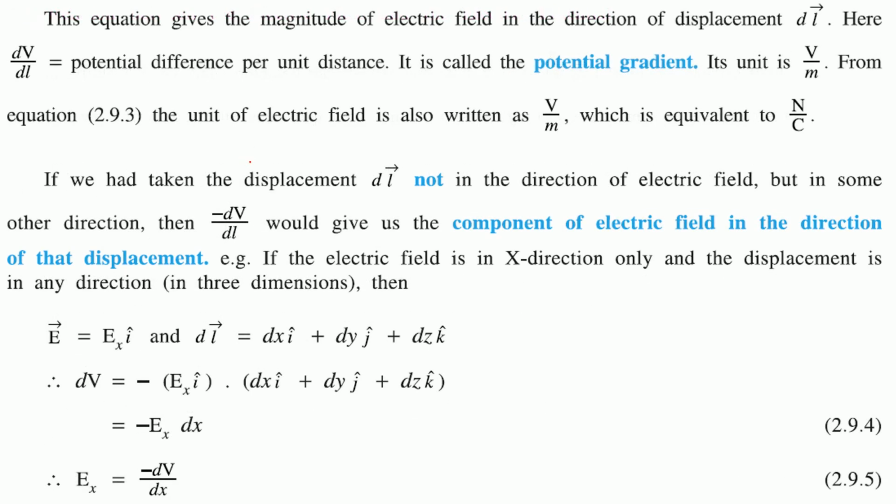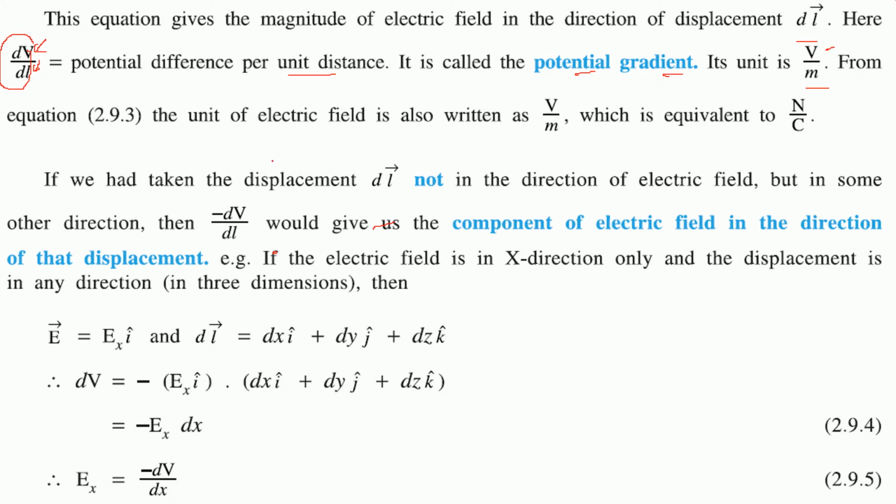So now this equation gives the magnitude of electric field in the direction of a very small displacement, say some small dl. So this dV by dl is the potential difference, this is distance. So this is potential difference per unit distance, and this is nothing but potential gradient. What is this? It is potential gradient, and it is given in V by meter.